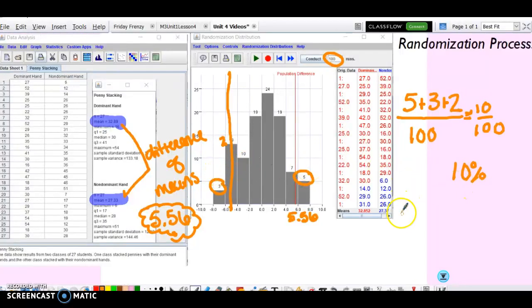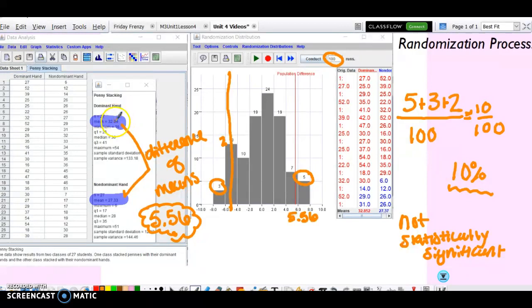This number is important. Our goal is 5%. If you have less than 5%, we can actually say the hand that you got to do better in your study is actually the hand that will always be better. But since 10% is higher than 5, it is not statistically significant. All right, so that means we cannot conclude that your dominant or your non-dominant hand is better. Again, we were probably going for dominant this time based on our data, so it is not true that our dominant hand will always be better.